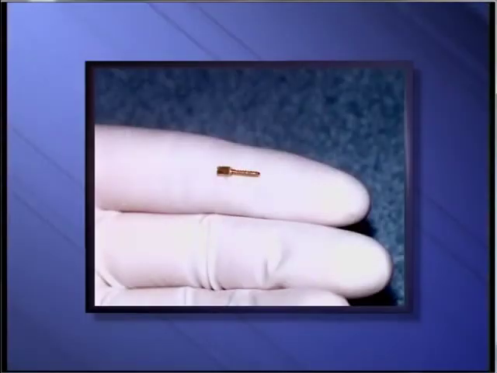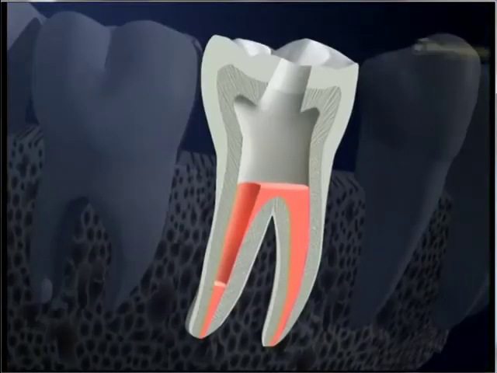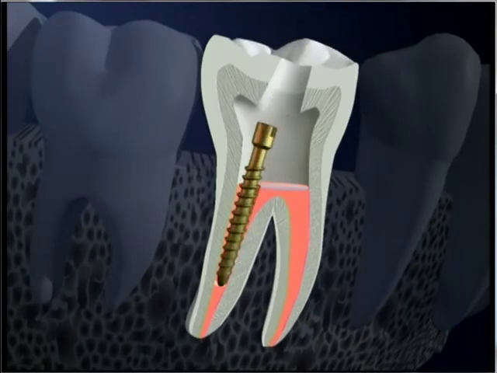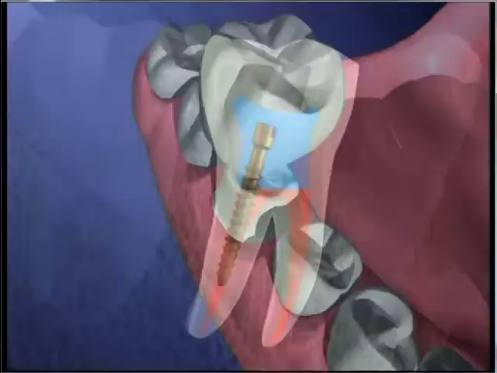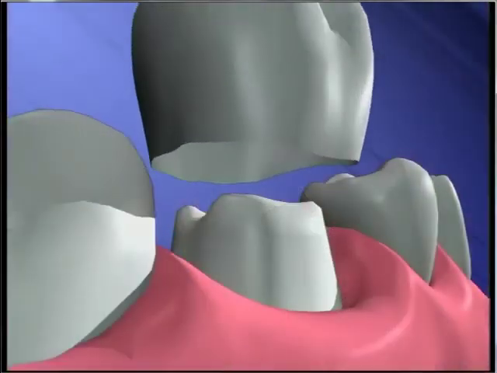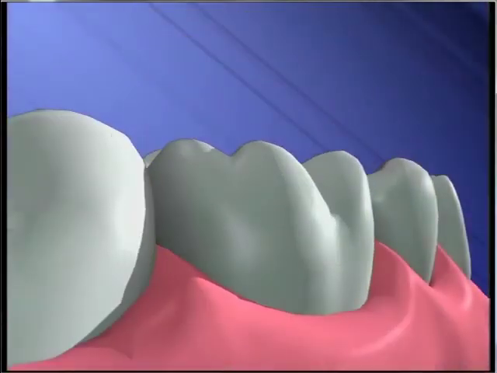Sometimes it's necessary to strengthen a tooth with a post. The post reinforces the tooth. It's cemented down inside one of the root canals. Making a crown is the last step in restoring your tooth. It protects your tooth and gives you back your smile.